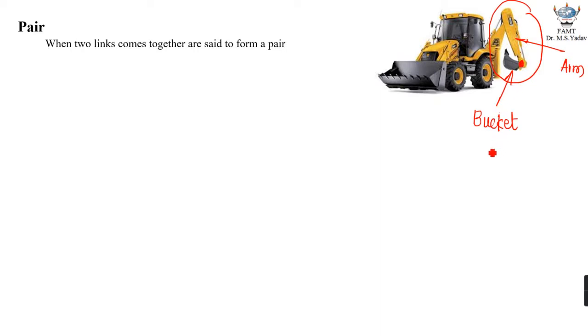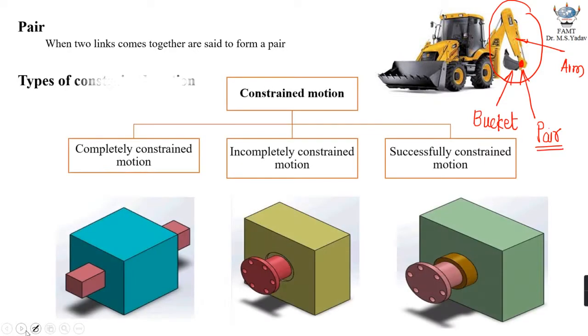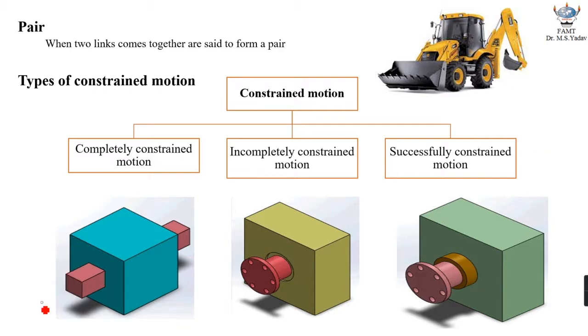Now, since the bucket and the arm are moving relative to each other, they become kinematic links, and both are pinned to each other at this particular point. So, they form a pair over here. So, when two links come together, they are said to form a pair. Now, before moving to types of kinematic pair, let us try to understand the types of constrained motion. Now, there are three different types of constrained motion. The first one is completely constrained motion, the second one is incompletely constrained motion, and the third one is successfully constrained motion.